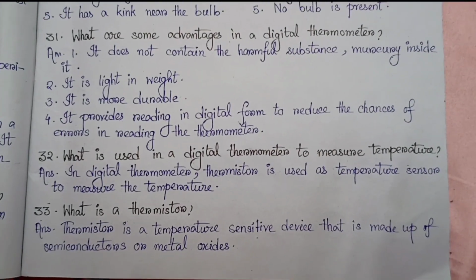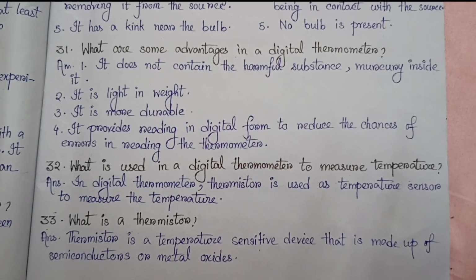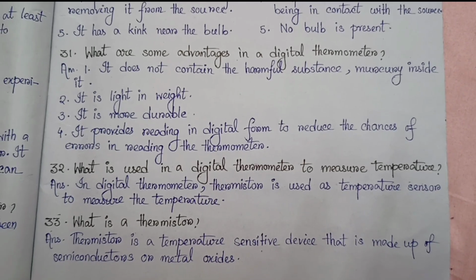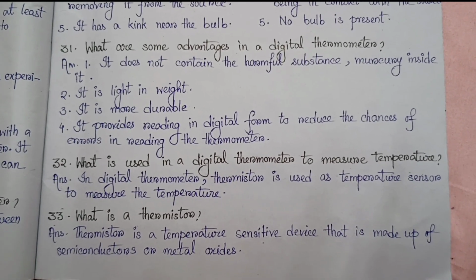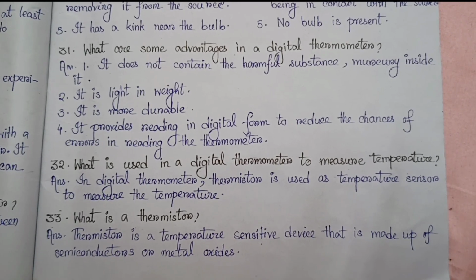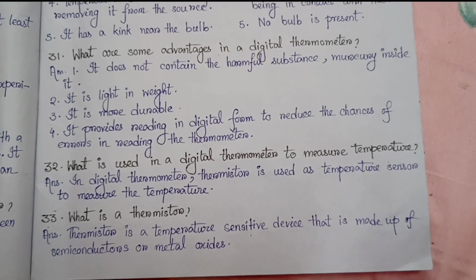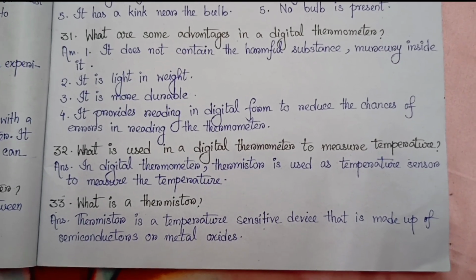Number 32, what is used in a digital thermometer to measure temperature? In digital thermometer, thermistor is used as temperature sensor to measure the temperature. 33, what is a thermistor? Thermistor is a temperature sensitive device that is made up of semiconductors or metal oxides.